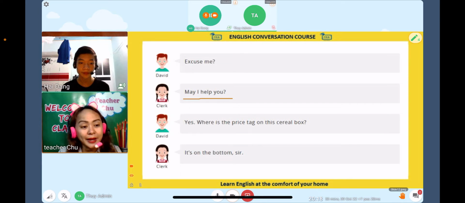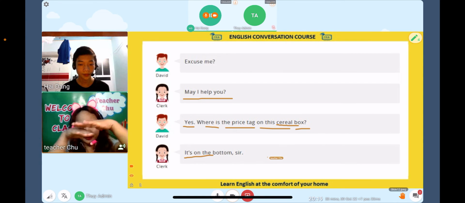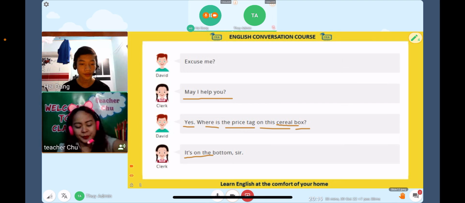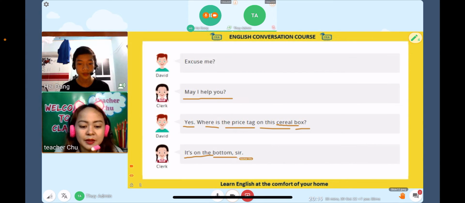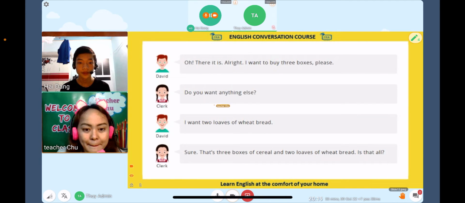Excuse me. Where is the price tag on this cereal box? It's on the bottom, sir. Oh, there it is. All right.